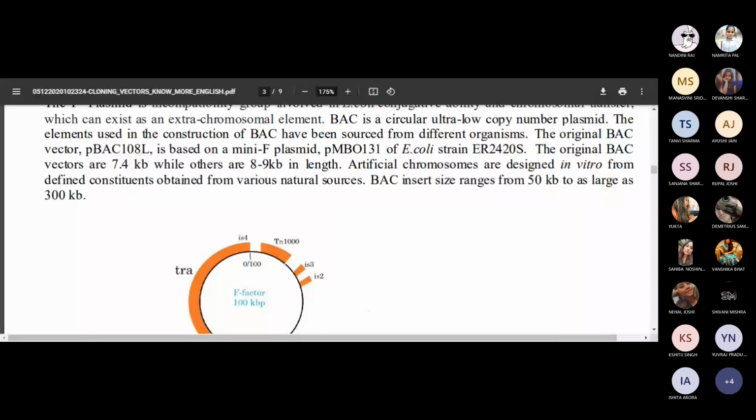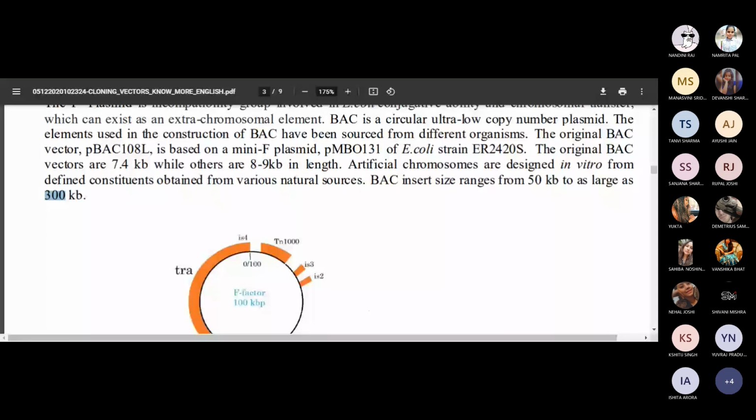If you compare with your other vectors, like the plasmid vectors pUC and pBR322, there you can get only up to 10 kilobase, but here you can go up to 15 kilobase. It is even higher than your lambda phage, where we say you can go up to 30 kilobase. And further, it's not just 50; the range is from 50 kb to 300 kb. So the size is drastically increased in this case.